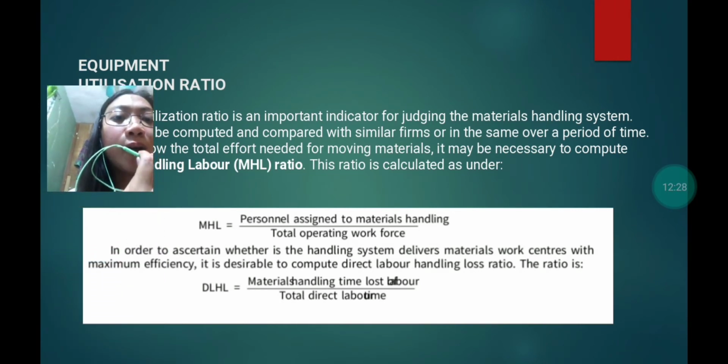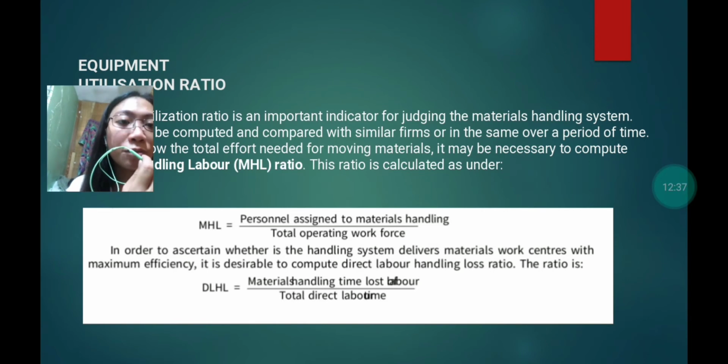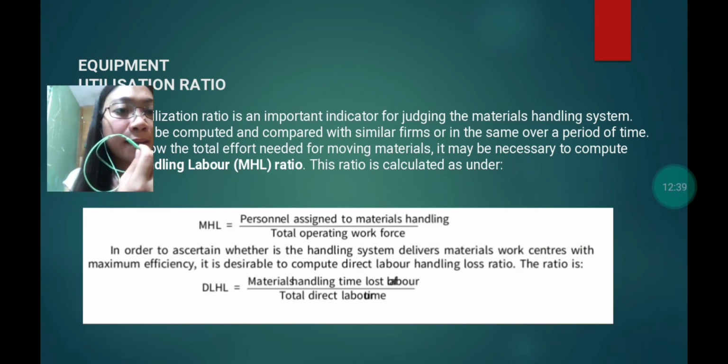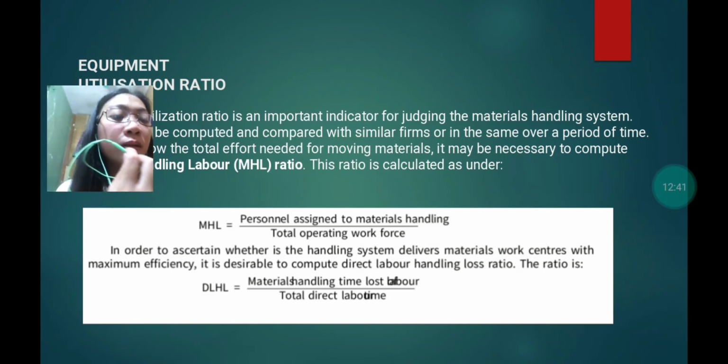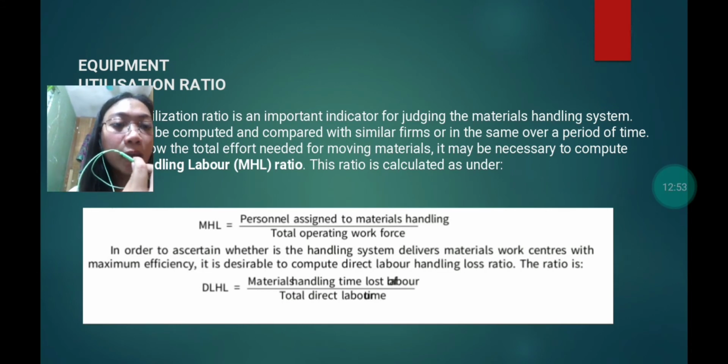In order to ascertain whether the handling system delivers materials to work centers with maximum efficiency, it is desirable to compute the direct labor handling loss ratio. The ratio is DLHL equals material handling time lost labor over total direct labor time.